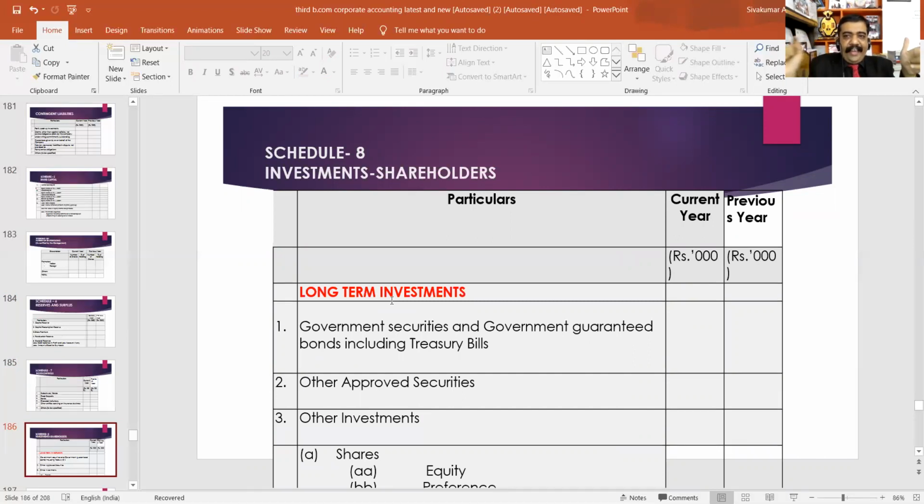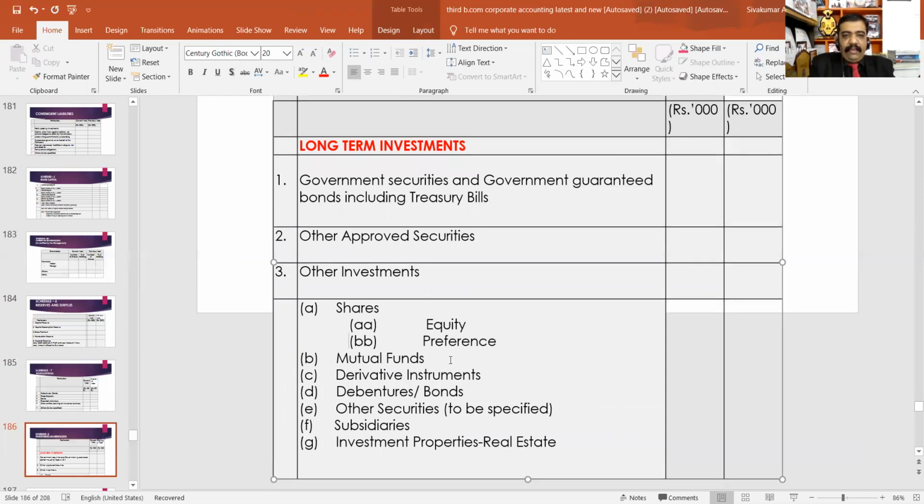You have to give details about investments for shareholders. First of all, you have to show long-term investments. Under long-term investments, the details will be government securities and government guaranteed bonds, including treasury bills, other approved securities, and other investments. Other investments may be investment in equity shares, preferred shares, mutual funds, derivative instruments, debentures or bonds, other securities, subsidiaries, or real estate properties.